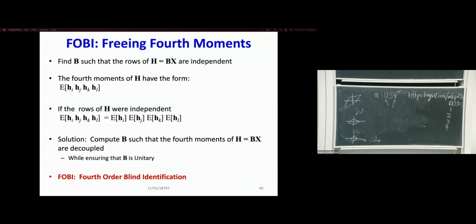So this is the second step in FOBI, where you have to make sure that B is unitary and that the result will have its fourth order matrix 0, just like how we enforced in correlation that the second order is 0. Same thing: we're going to enforce that the fourth order is 0. We don't care about the third order, because that is skew. We care about the fourth one because that is kurtosis. That will ensure that the data is independent. So there are two things B has to be: unitary, and when you multiply with X, H has the fourth order moments as 0.